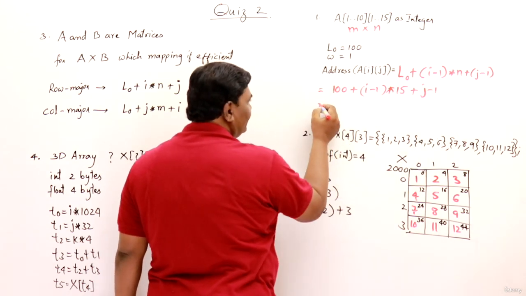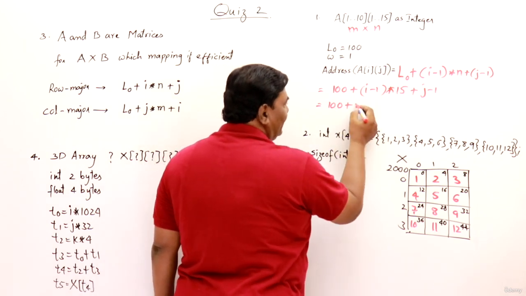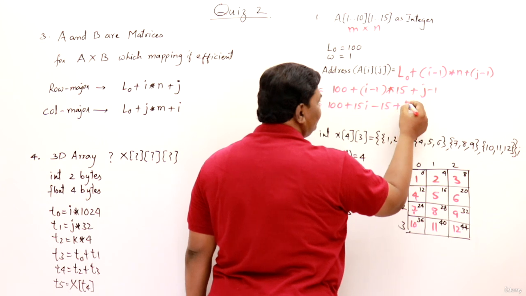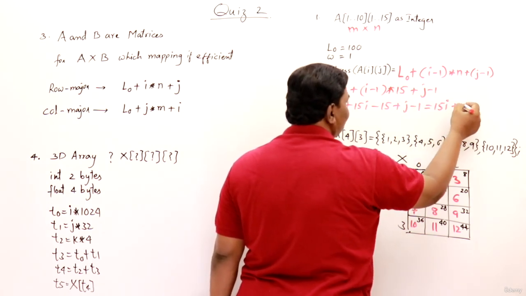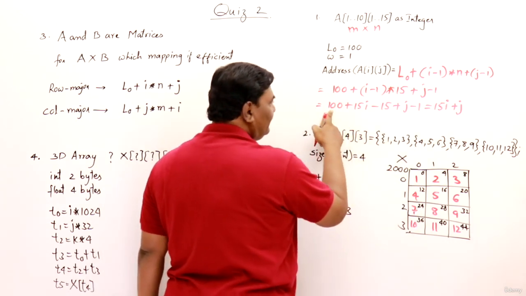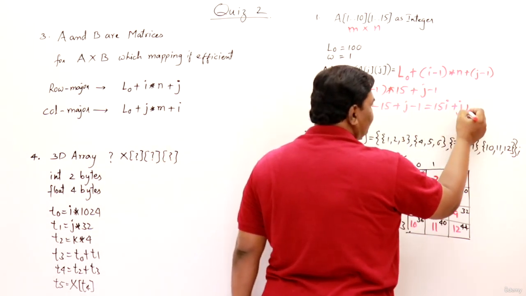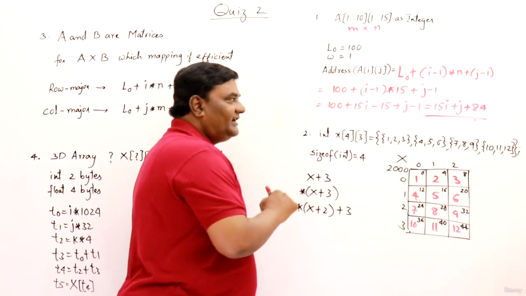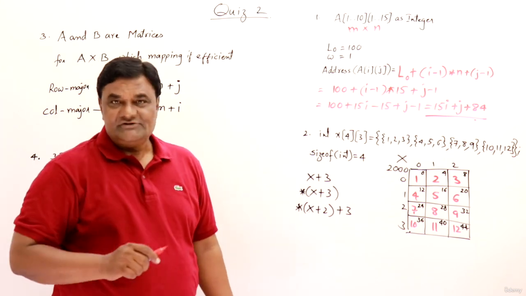Now how much is this? This is 100 plus 15i minus 15 plus j minus 1. So this is 15i plus j, and this one is 100 minus 15 and minus 1. So minus 16, if it is done, then it is 84. So 15i plus j plus 84 is the correct answer. So this is the first question.